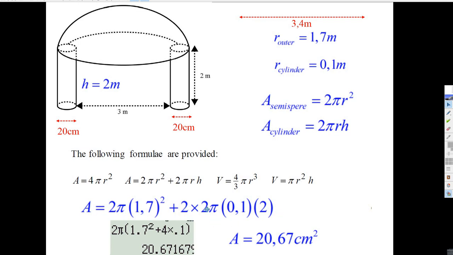Well, I just put that in the calculator. Oh, I noticed I could factor out the 2 pi here on the calculator, times 1.7 squared, plus 2 times 0.1, 4 times 0.1. I put that into my calculator and got the surface area. Again, it's in square meters, because I've done all this stuff in meters, see? And that's 2 meters. So it's 20.67 square meters. And there's the second part. Okay, and there you go.